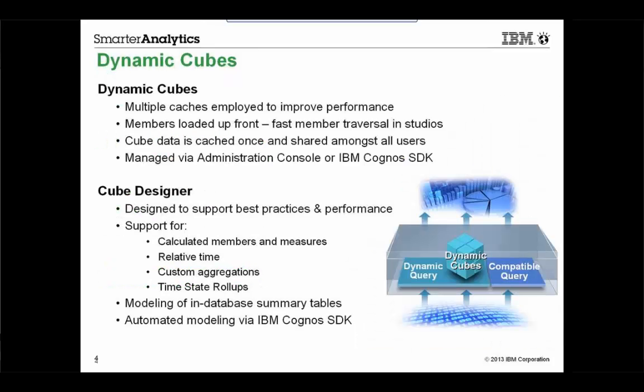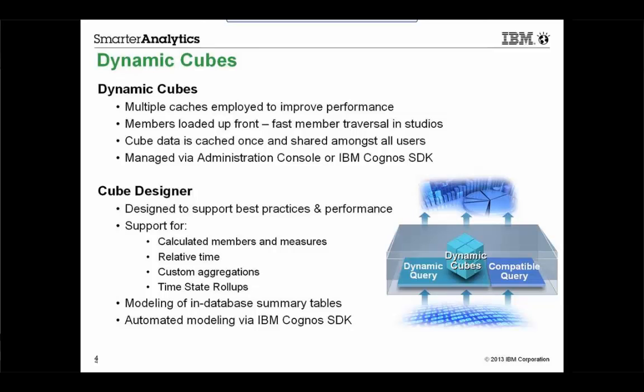So Dynamic Cubes has two major parts to it. First is the server side of Dynamic Cubes, which, as I mentioned before, uses multiple caches to improve performance. All the members are loaded up front, which results in fast member traversal in the studios. As well, the cube data is cached once and shared amongst all users. This is the best use of memory in the cube. And since Dynamic Cubes is an extension of Dynamic Query and built into Cognos BI, it is managed through Cognos Administration Console and also available through the Cognos SDK.